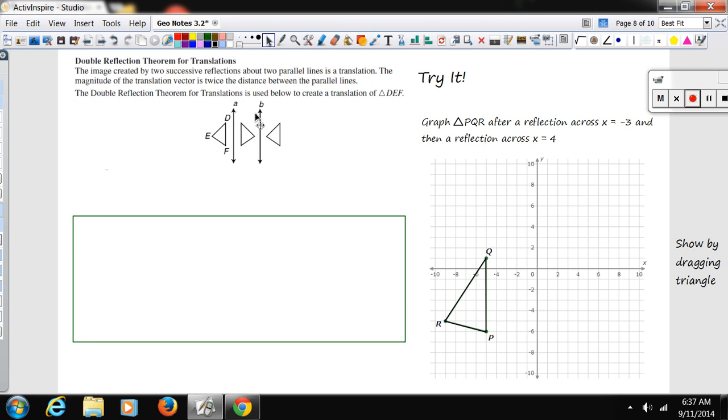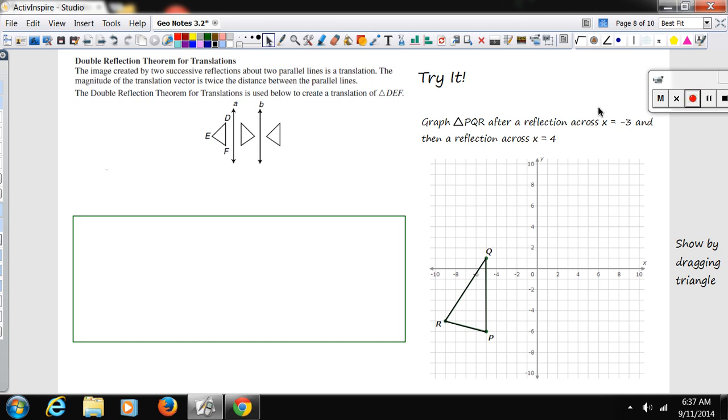So if you found the distance between these two parallel lines and then doubled it, that's how far you moved this one over to this one. So the double reflection theorem for a translation is used to create a translation of triangle DEF. Here was our original triangle. We flipped it and got this, and we flipped it again and got this. If you had just dragged this one all the way over here, it would have been the same triangle. That's what they're saying. If you flip it over parallel lines, you're going to get the same triangle.